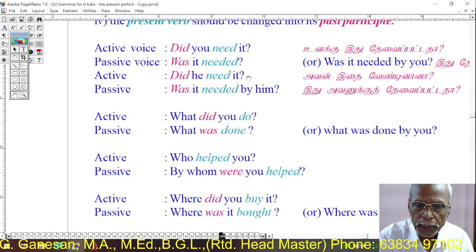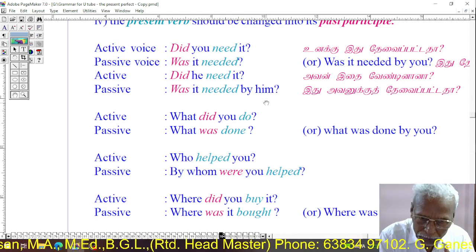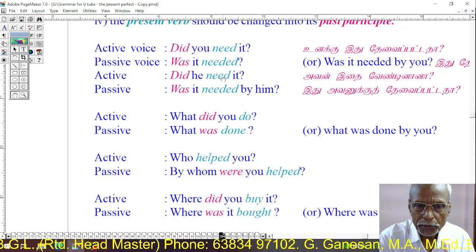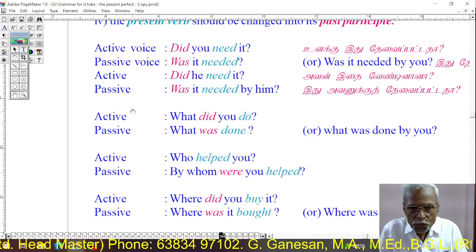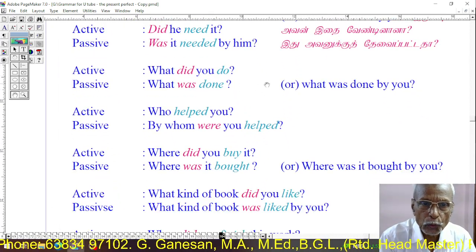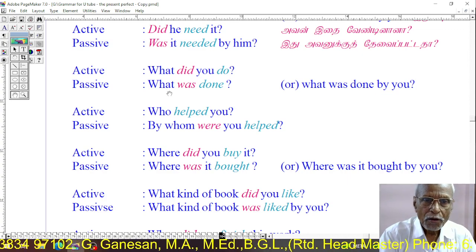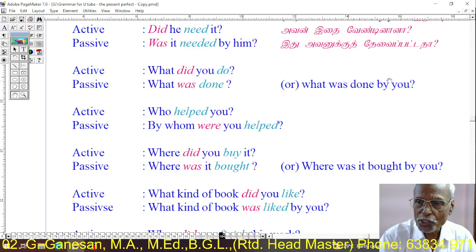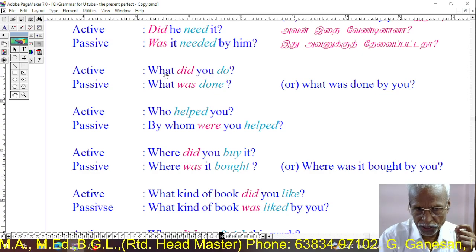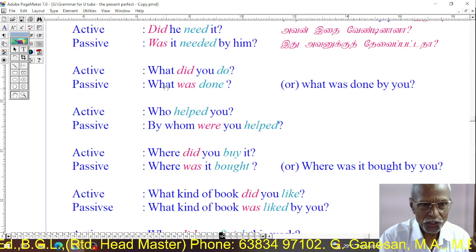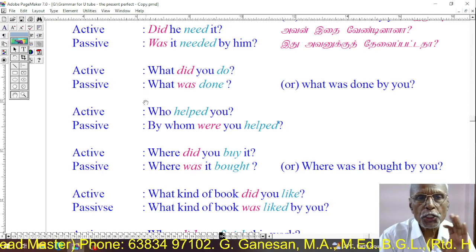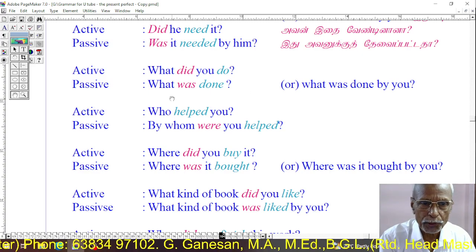Did he need it? Was it needed by him? It, did, was. Needed by him. Did he need it? Was it needed by him? What did you do? What was done by you? Here what is the object as well as the question word. Here what is the subject as well as the question word. What is singular, so was has been used here. What did you do? What was done by you?